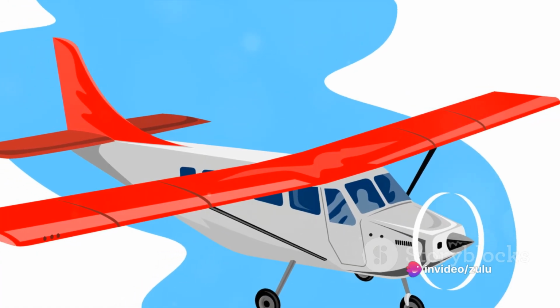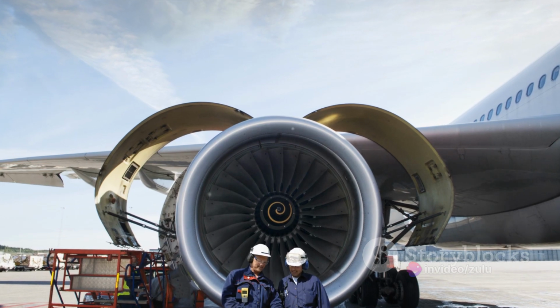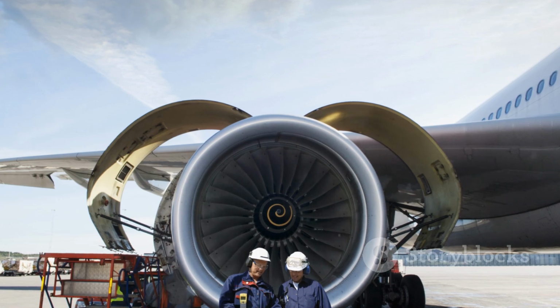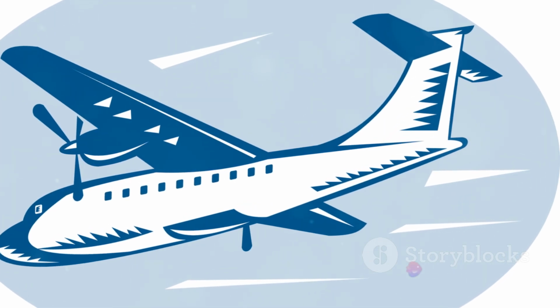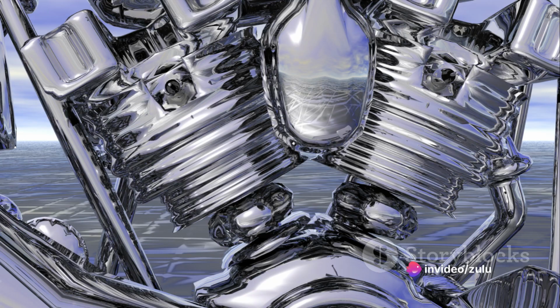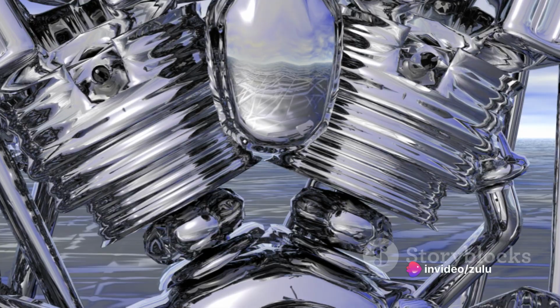So whether it's a small propeller engine on a light aircraft or a massive turbofan on a jumbo jet, the principle remains the same. They all generate thrust to move the airplane forward and help it climb to cruising altitude. Engines are the heart of the airplane, pumping power through its veins.